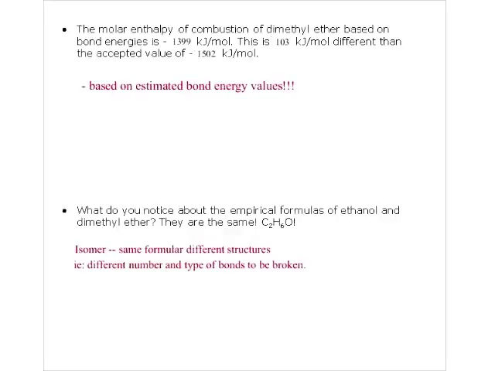And in the last question down here, it says, what do you notice about the empirical formulas of ethanol and dimethyl ether? They're isomers. They are the same. They got C2H6O, but because they got different numbers and types of bonds, they're going to have different values. All right, so that's how we account for the different bond energy.